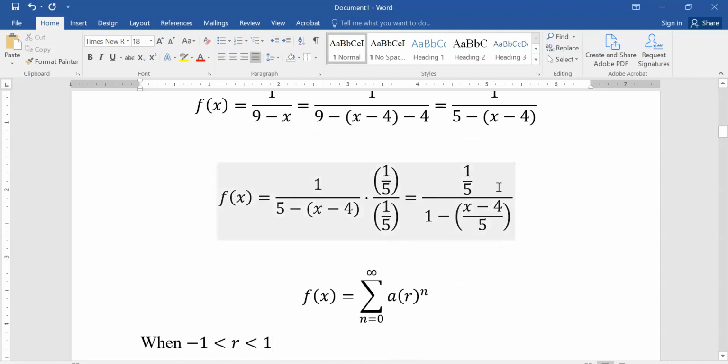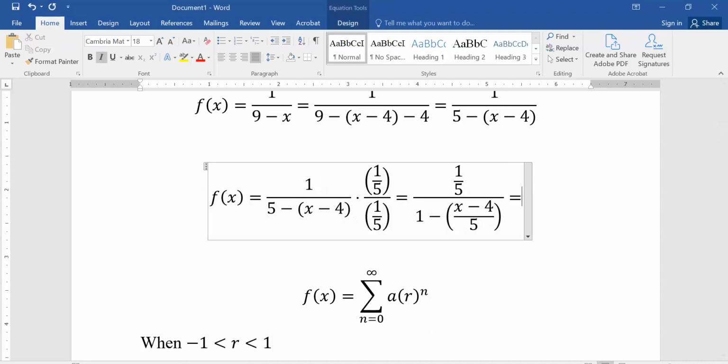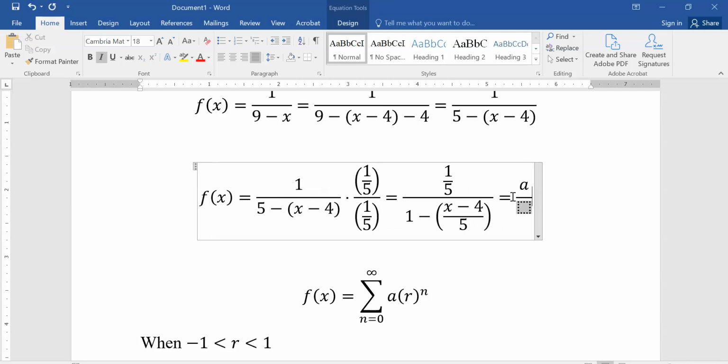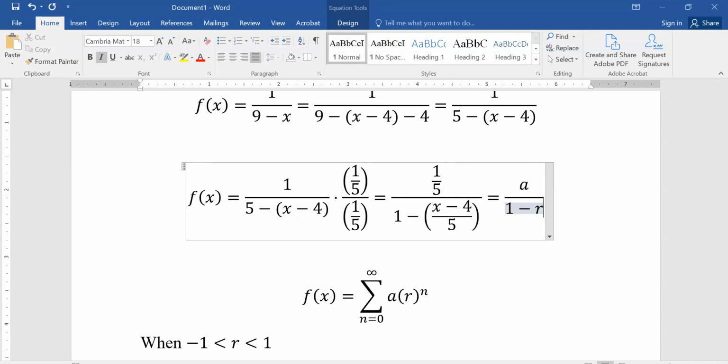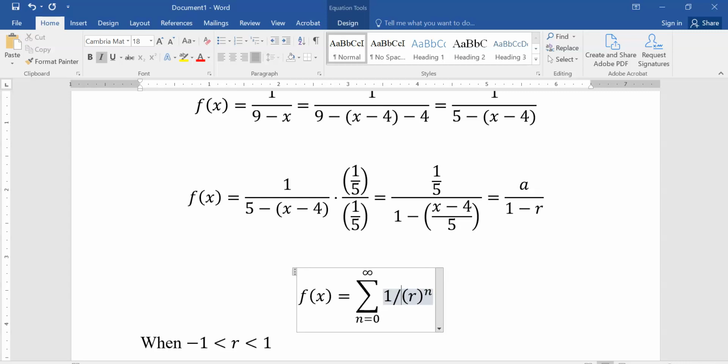So what we're saying is now we have a function that looks like a over 1 minus r. Although my a and my r are a little bit cumbersome, that's still just a over 1 minus r. So we can write it as this infinite sum, again, starting at 0, going to infinity. A is 1/5, and r is x minus 4 over 5.